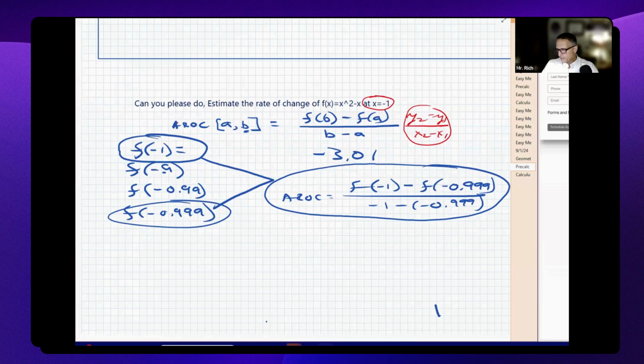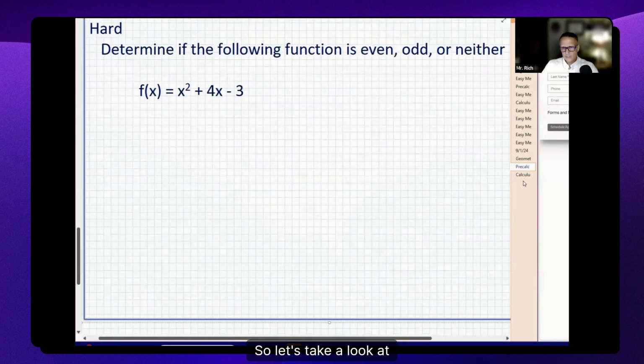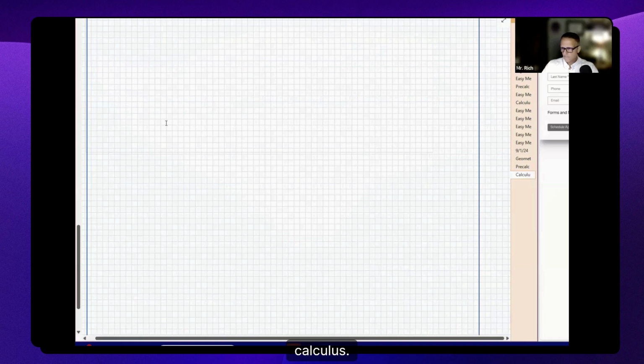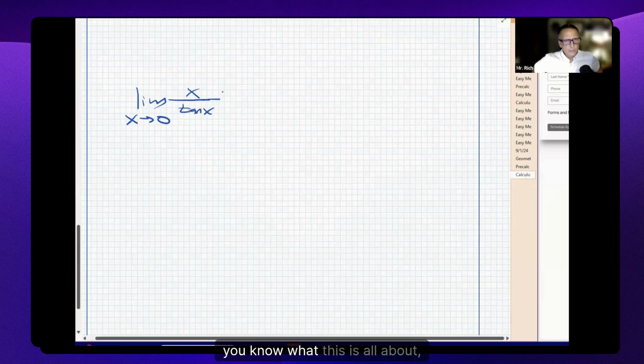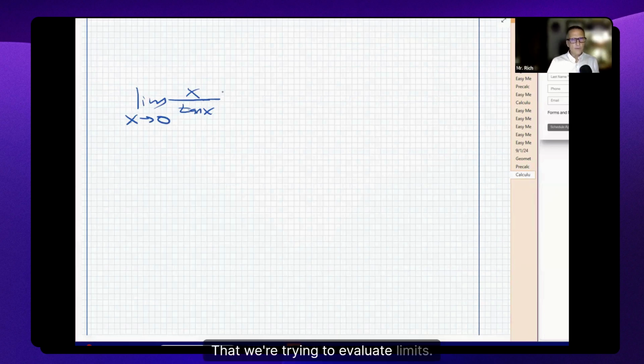I see, looks like an AP Calc question. So let's take a look at AP Calculus. And here's the question. What is the limit as x goes to 0 of x over tangent x? If you're in AP Calculus, you know what this is all about, right? We're trying to evaluate limits.